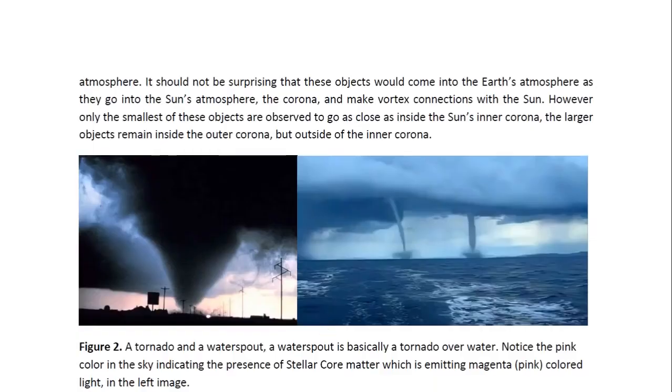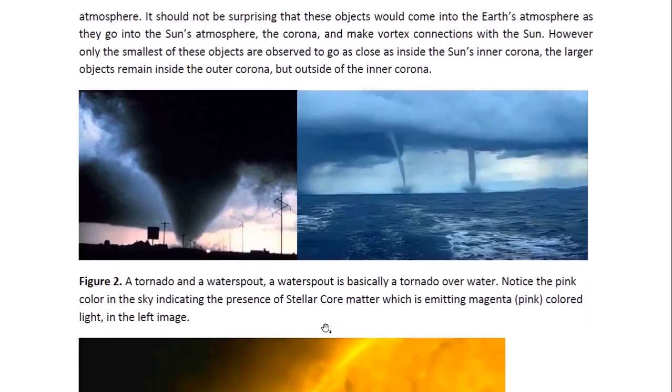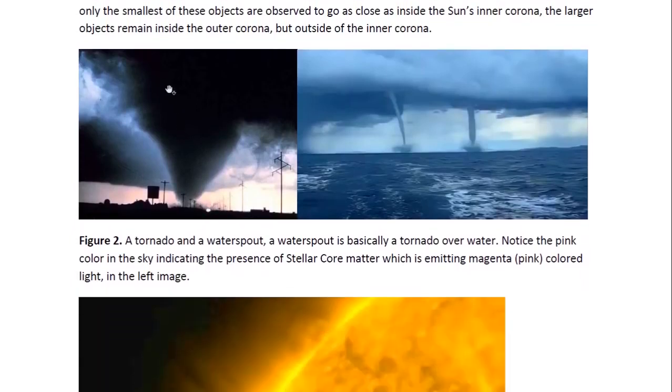It should not be surprising that these objects would come into the Earth's atmosphere as they go into the Sun's atmosphere, or the corona, and make vortex connections with the Sun. However, only the smallest of these objects are observed to go as close as inside the Sun's inner corona. The larger objects remain inside the outer corona, but outside of the inner corona. And here you see a tornado and some water spouts. A water spout is basically a tornado over water.